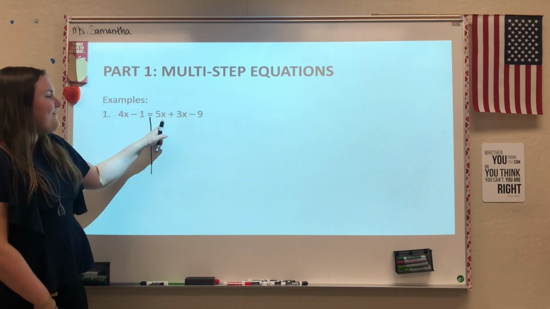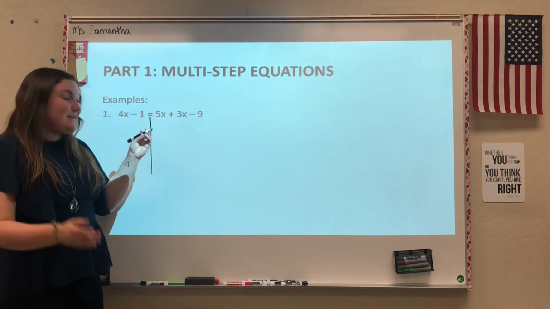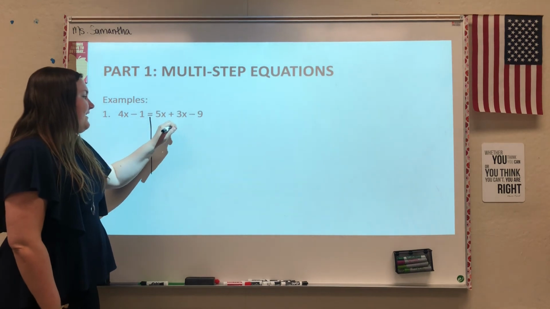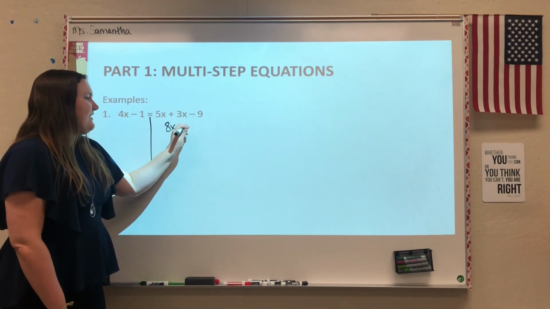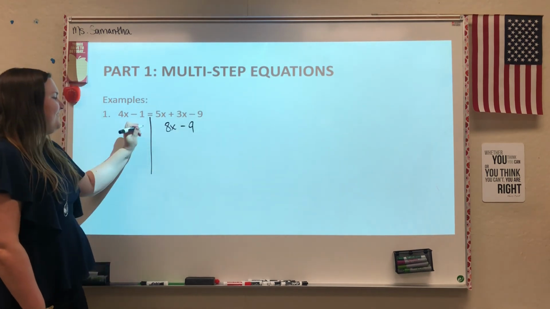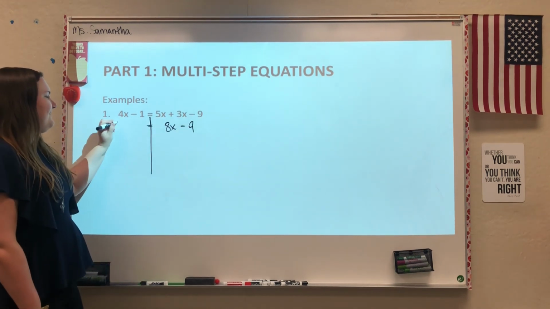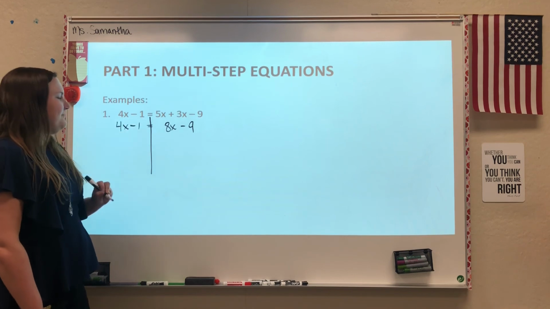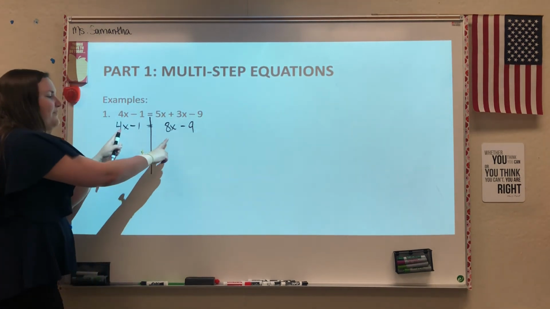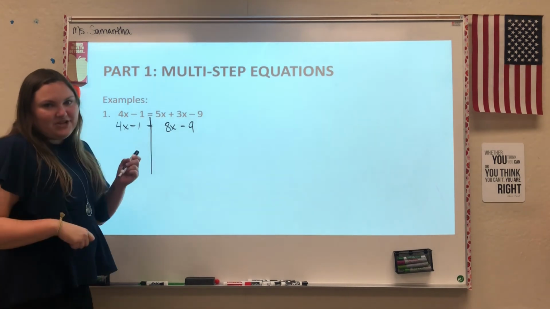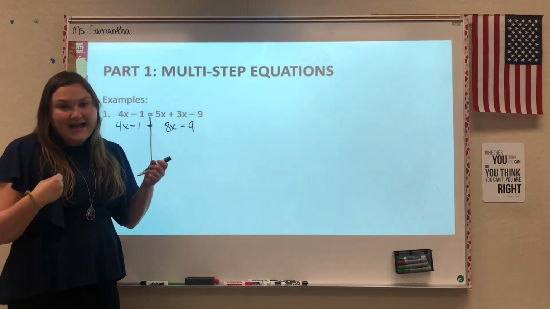I could say 5x plus 3x. Well, that's the same thing as 8x. I'm going to go ahead and do that and then just copy everything else down. Copy the -9, copy the equal sign, and copy the 4x minus 1. After I've done that, I am going to say, well, we've got x's on both sides. Let me bring x to one side.